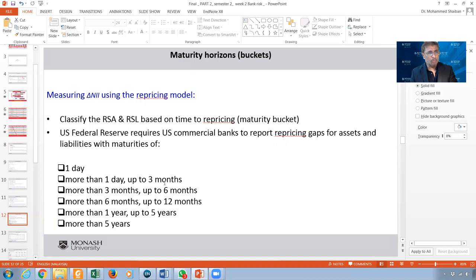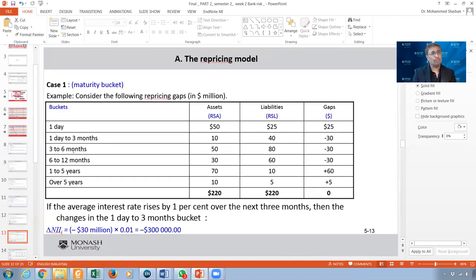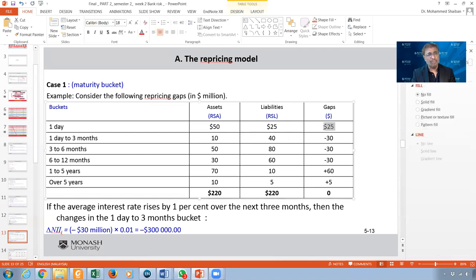So we have 1 to 3 months, 3 months to 6 months, 6 months to 12 months, 1 year to 5 years, and over 5 years. Look how the table looks. I just reflected the table. This is the horizon, the risk sensitive assets, and the risk sensitive liabilities. The difference between this and this is 25. Just this minus this: 10 minus 40 equals minus 30. And then we continue like this. As you can see, if you add them up, it's zero, just by accident, okay?